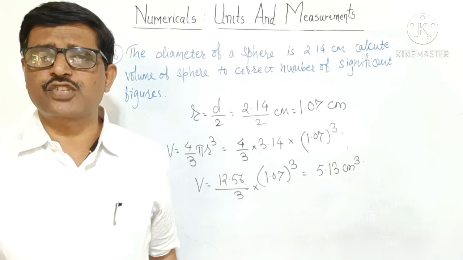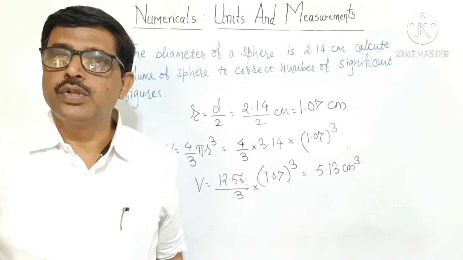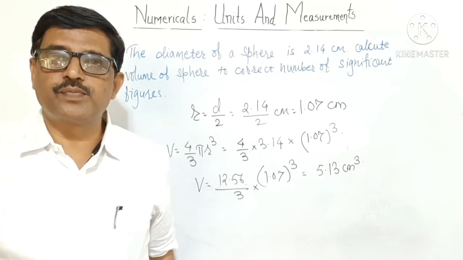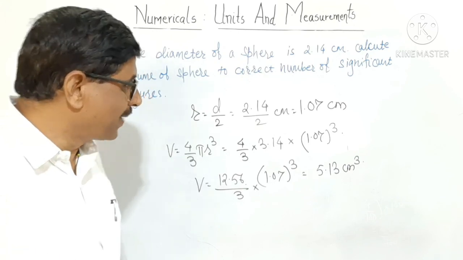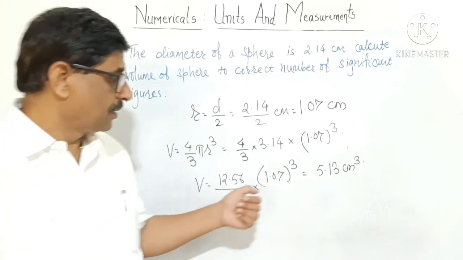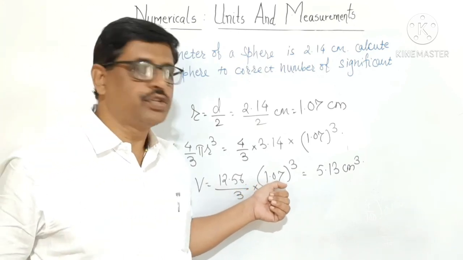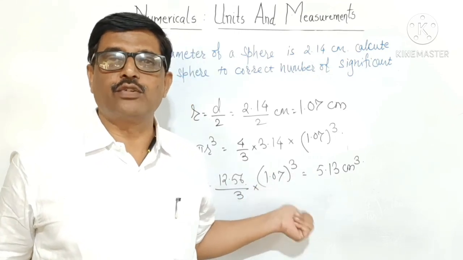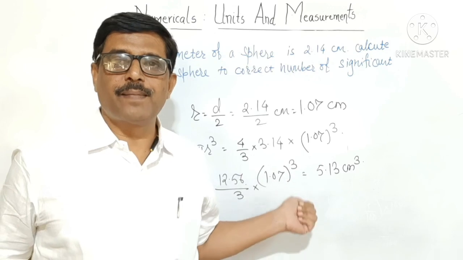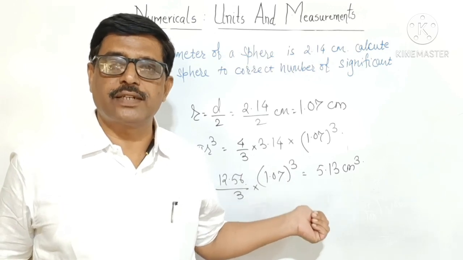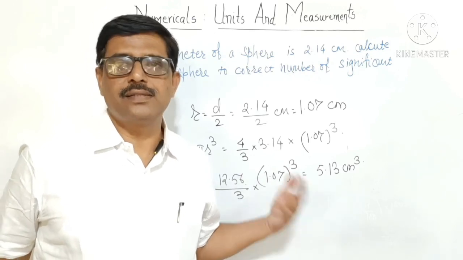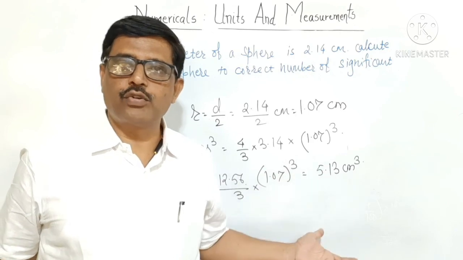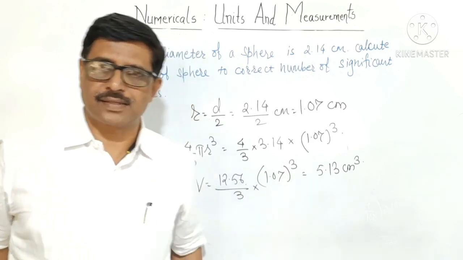What is expected here is that you should know the formula for the volume of the sphere, and you should be able to determine the cube of 1.07. You can do it either by calculator or by simply multiplying 1.07 three times. You will get the answer. This is all about how to solve the numericals.